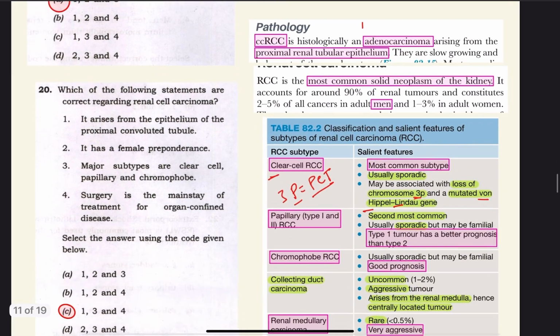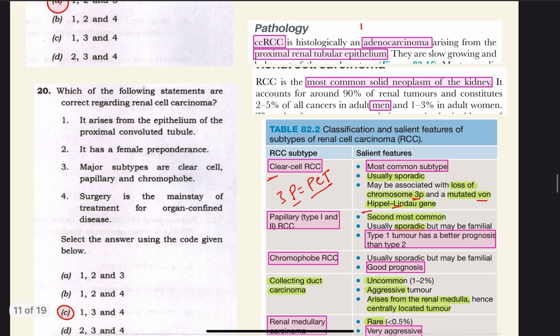Okay. So next is regarding RCC. Which of the following statements are correct regarding renal cell carcinoma? It arises from the epithelium of the proximal convoluted tubule. So RCC is an adenocarcinoma arising from the proximal renal tubular epithelium. So this is true. It has a female predisposition? No. This is the most common solid neoplasm of the kidney and around 2 to 5% of cancers in adults. Men are more common, 1 to 3 is female. So it is more common in males than females.